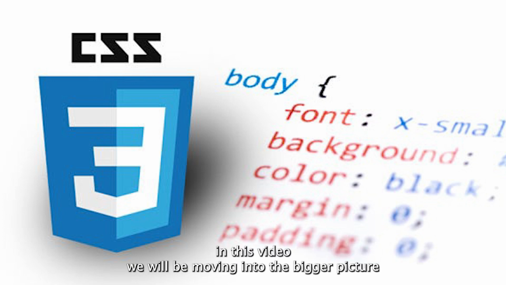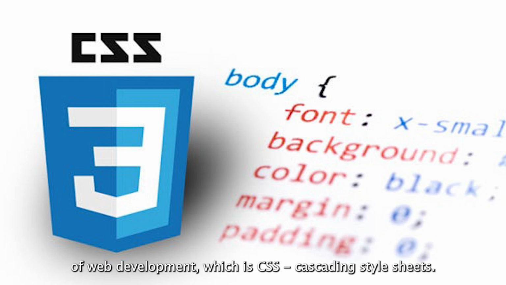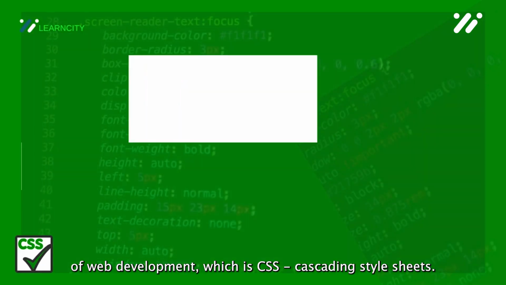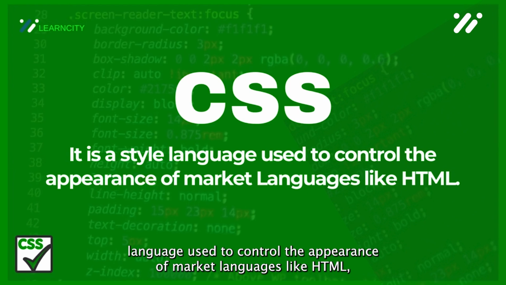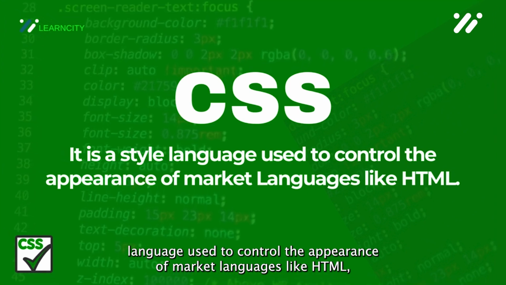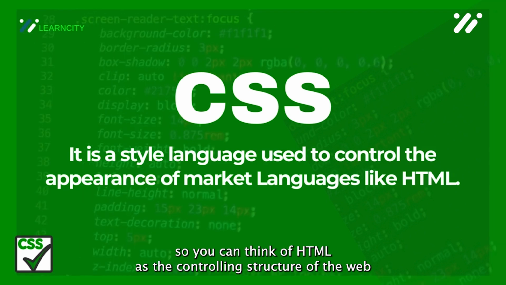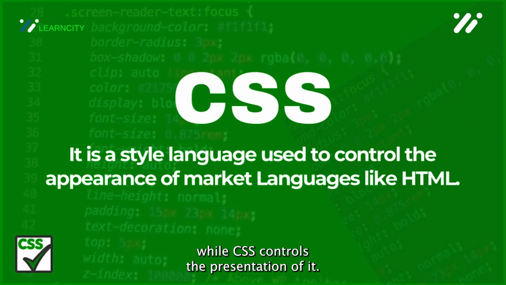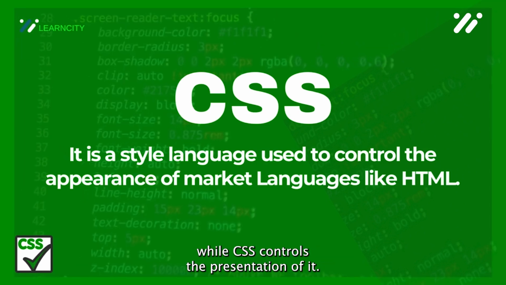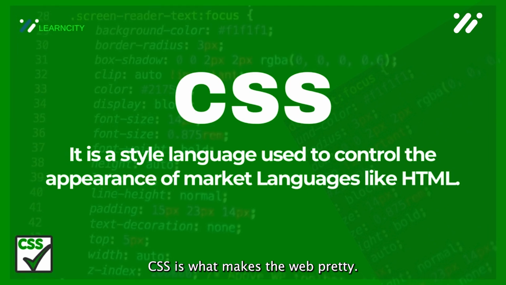In this video, we will be moving into the bigger picture of web development, which is CSS, which stands for Cascading Style Sheets. It is a style language used to control the appearance of markup languages like HTML. So you can think of HTML as the controlling structure of the web, while CSS controls the presentation of it. CSS is what makes the web pretty.